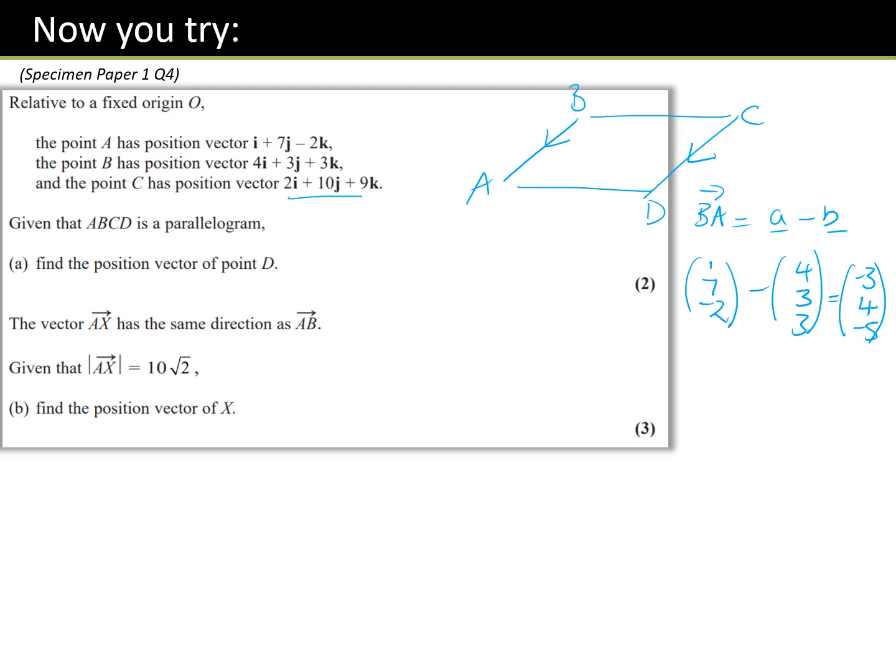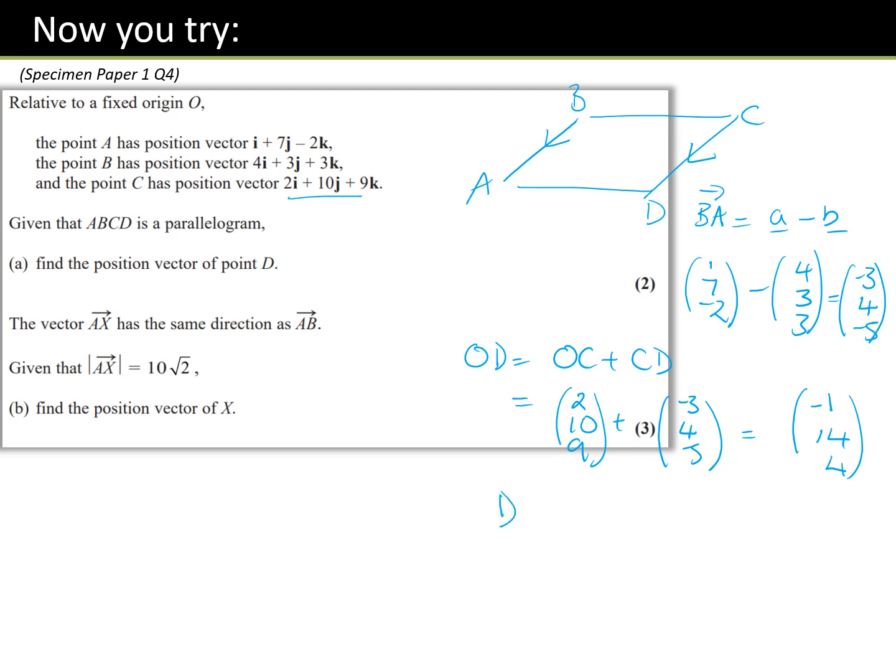So the position vector of D, O to D, is going to be O to C plus C to D. And O to C is the 2, 10, 9. And then if we just add on this same journey that gets us from B to A, so we just add on minus 3, 4, minus 5, that will give us minus 1, 14, and 4. So D has position vector minus i plus 14j plus 4k.